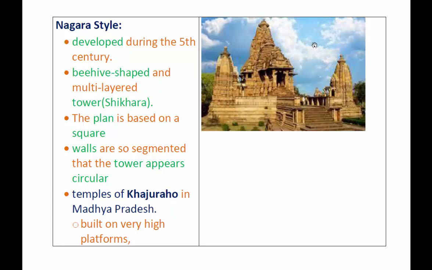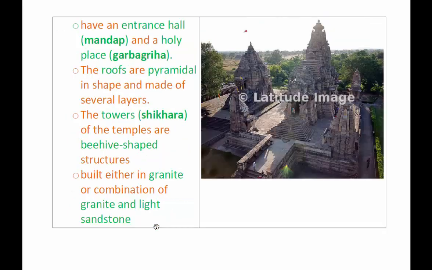You can see from here, it was built on a very high platform. They have an entrance hall, that is the mandap. You can see from the picture right here. Also in the middle of this area, you will have a garbha griha, which means the holy place for that temple. And the roof is pyramidal, in a pyramid shape.